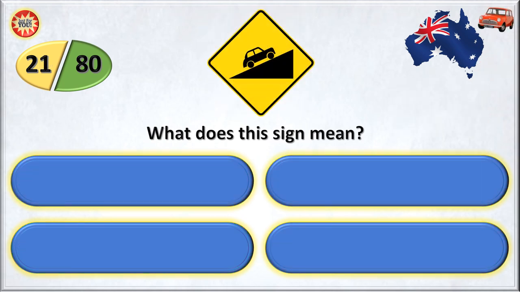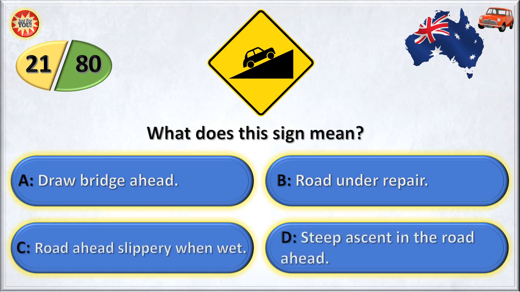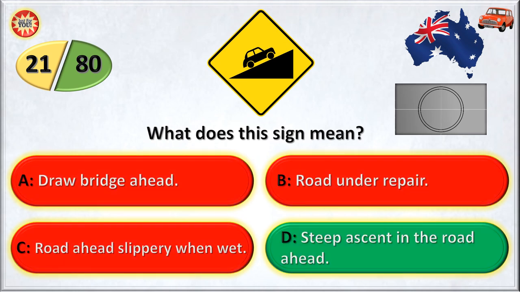What does this sign mean? Drawbridge ahead. Road under repair. Road ahead slippery when wet. Steep ascent in the road ahead. Steep ascent in the road ahead.